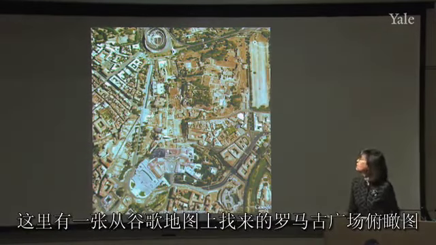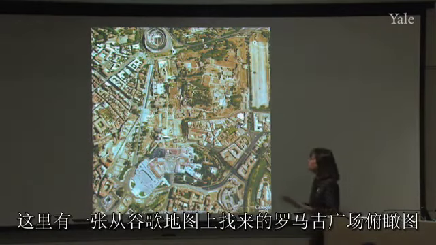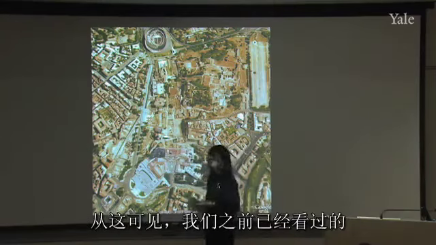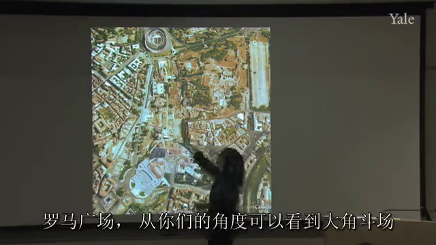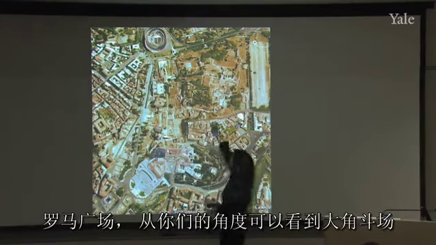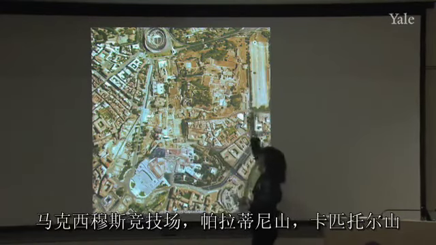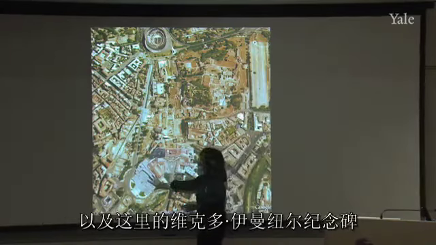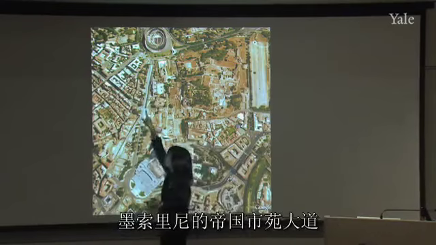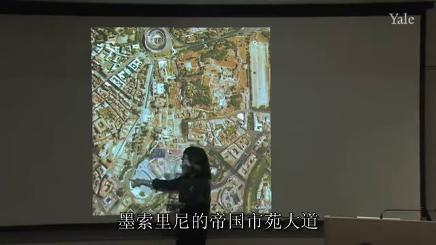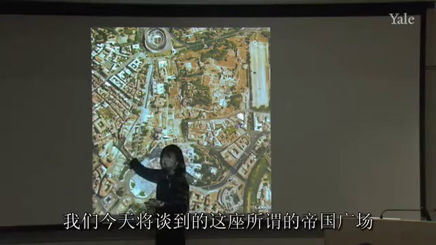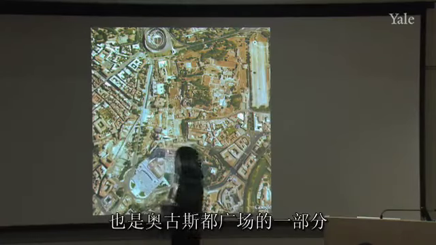I show you a Google Earth aerial view of the Roman Forum. As you see it here, we've looked at this before. The Roman Forum, the Colosseum, just for you to get your bearings, the Circus Maximus, the Palatine Hill, the Capitoline Hill, the Victor Emmanuel Monument here, Mussolini's Via dei Fori Imperiali here, the so-called imperial fora, of which Augustus's forum, which we're also going to talk about today, is a part.